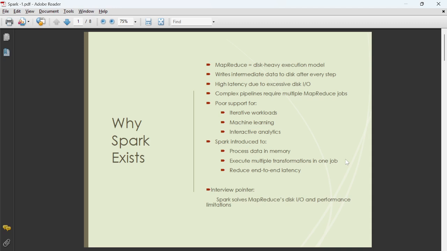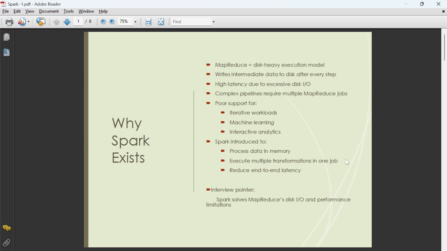Hello, friends. If you have learned Spark but still feel confused about what actually happens when you run a Spark job, then this video is for you. Many people can write Spark code, but they struggle in interviews when asked questions like, what happens internally when you run a Spark job? Or what is the role of the driver? Or how are stages and tasks created?